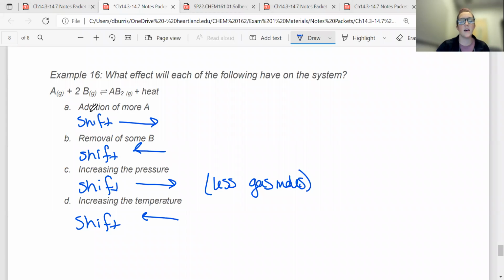All right, you should get that A shifts to the right side because I added in A, so it shifts away. If I take out B, it's going to shift left. If I increase the pressure, it's going to shift right because there's only 1 mole of gas on the right, whereas there are 3 on the left. And if I increase the temperature, it's going to shift left because it is an exothermic reaction.